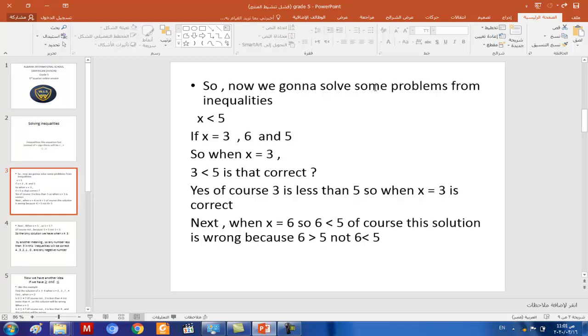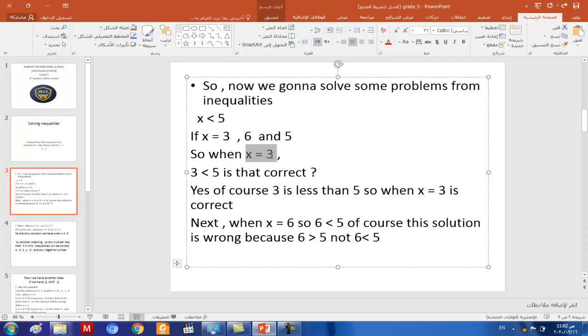Now we're gonna solve some problems from inequalities. Okay, please pay attention. x less than 5. If x equals 3, or 6, or 5. The first thing we have is when x equals 3. So we're gonna substitute x by 3.